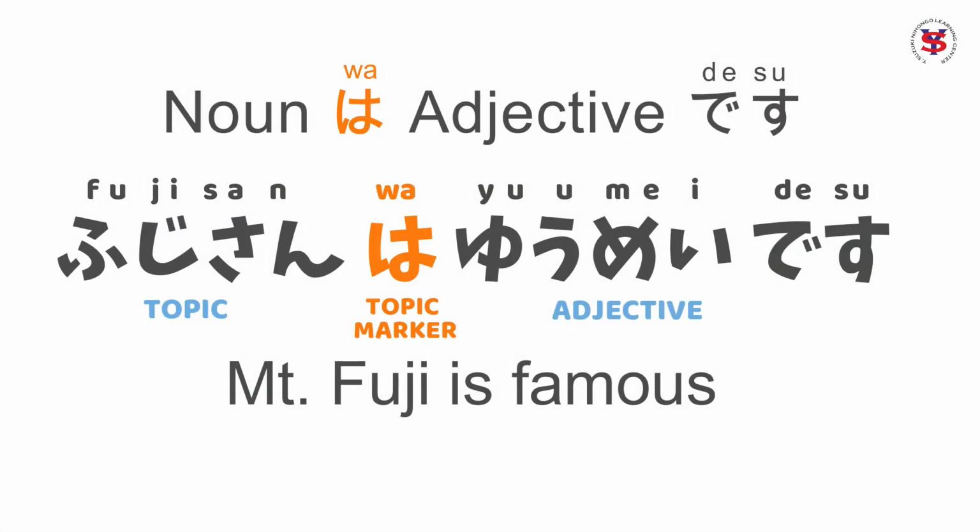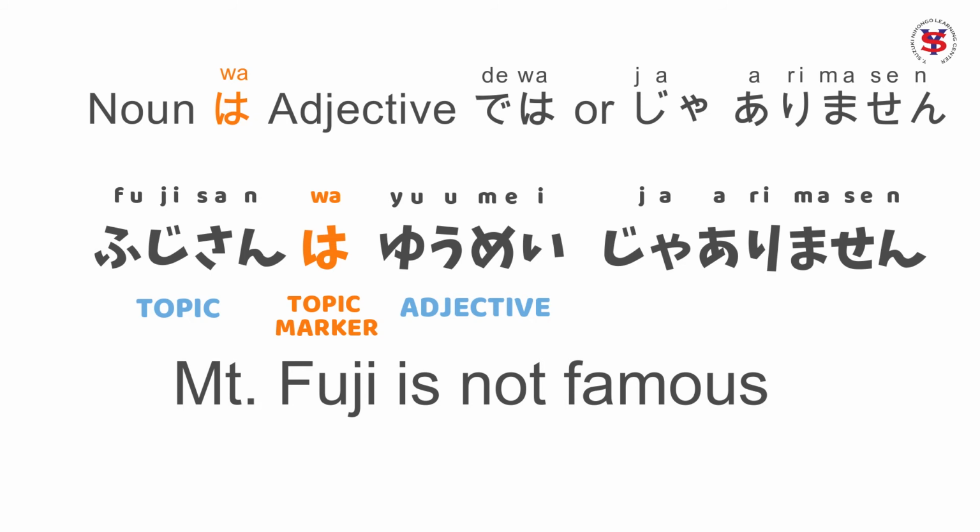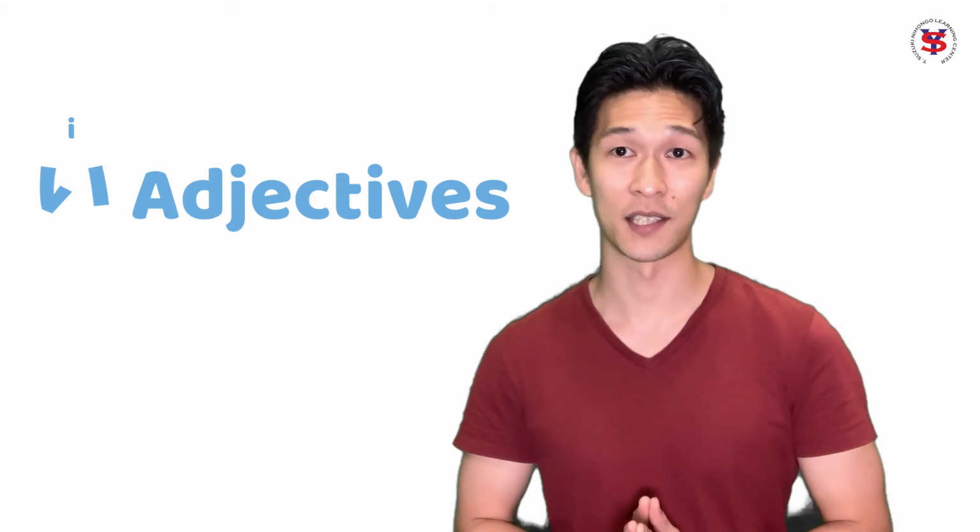Okay, gamitin natin ulit ang isa pang sentence natin kanina. Mount Fuji is famous. So that's Fujisan wa yume desu. Now, paano natin gagawing negative ang sentence na ito? Simple lang. Papalitan lang natin ang desu. Tama. Papalitan lang natin ang desu ng ja arimasen. Madali lang, di ba? Ngayon naman, subukan natin gawing negative ang e-adjective sentences.